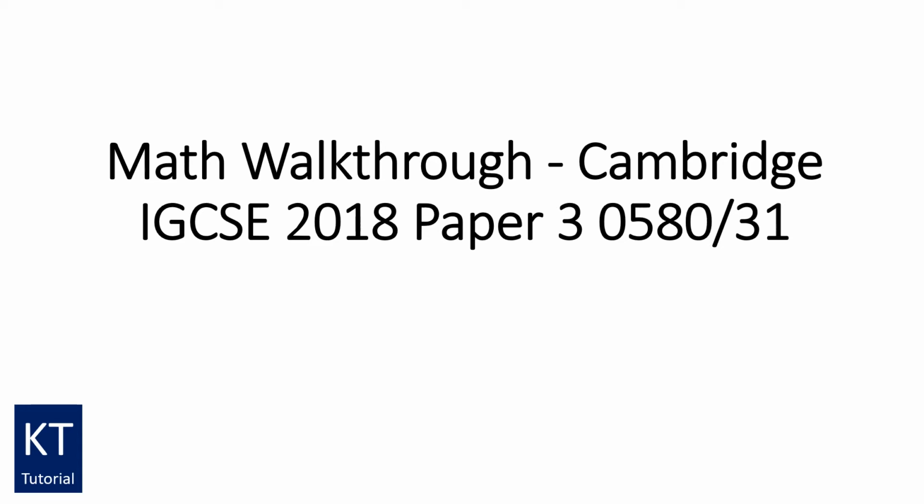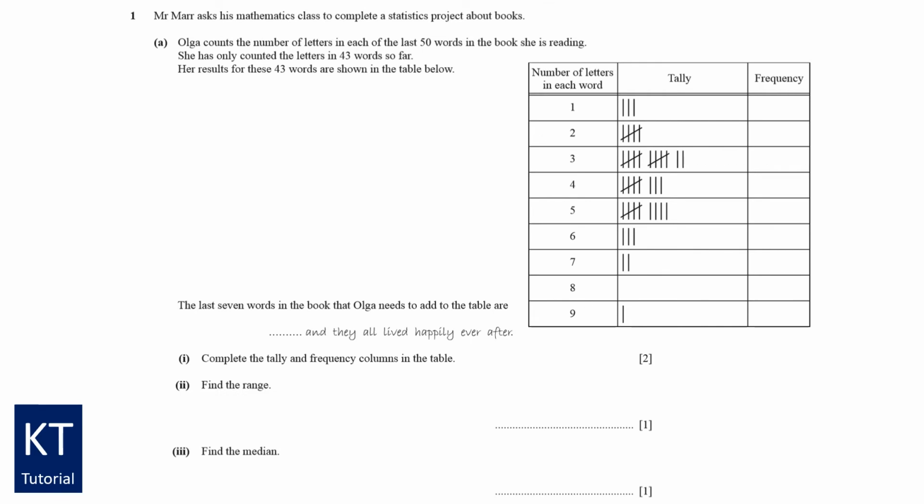Hi and welcome to the Math Walkthrough on Cambridge IGCSE 2018 Paper 3 580 31. Question 1. Mr. Marr asks his mathematics class to complete a statistics project about books.